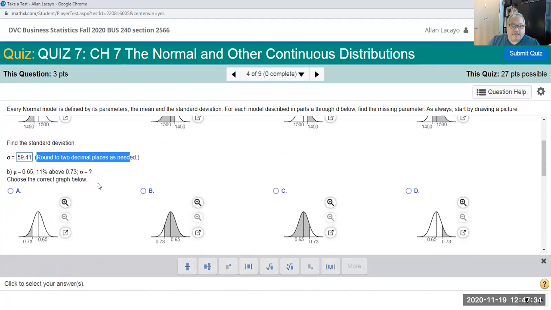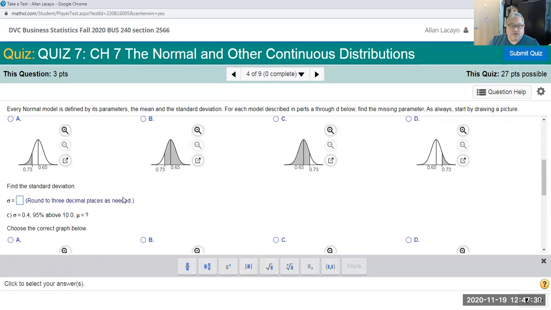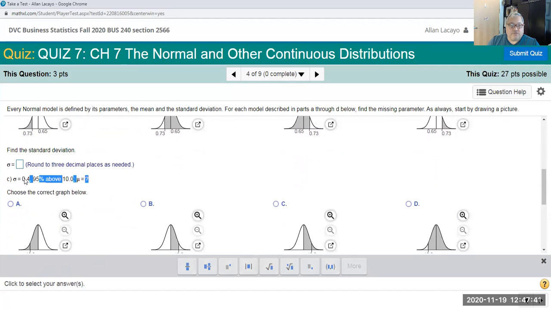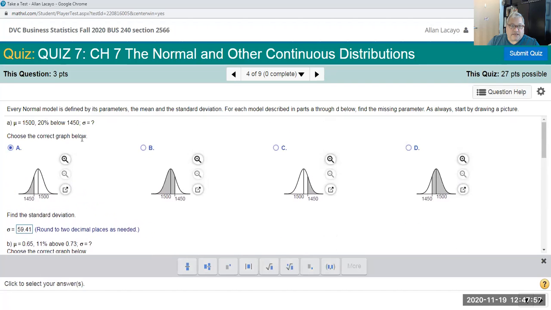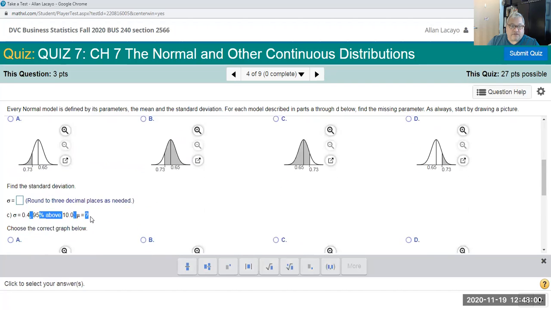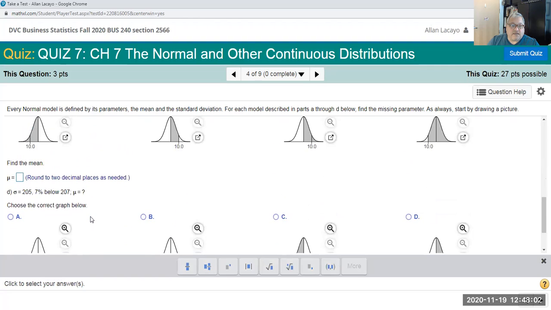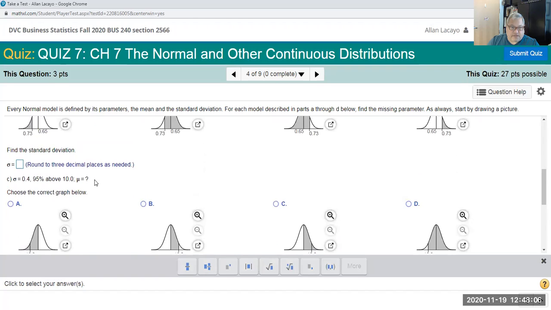I will let you find the standard deviation for part B by simply following the same methodology and move to part C. You will notice how in part C, the standard deviation is given, as is an area above a certain number. And what I don't know is the mean. So now part C is not like parts A and B. In parts A and B, we were looking for the standard deviation. In parts C and D, both, we are looking for what the value of the mean will be.